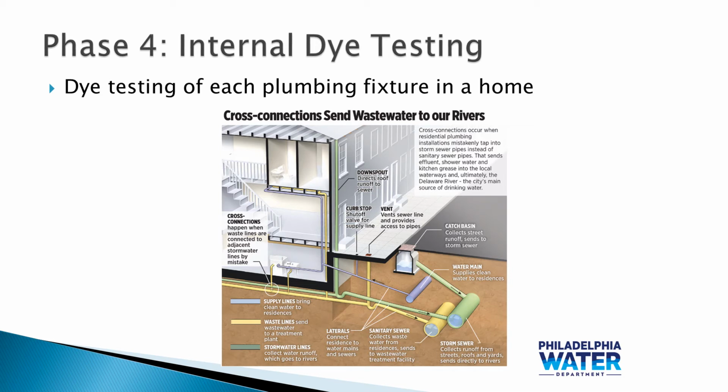Each of these is dye tested individually, and then a notation is made through coordination with the crew in the street as to where each of those fixtures discharges. In the event that any or all of those connect to the separate storm sewer system, the property is identified as having a cross connection, and then a repair is required.